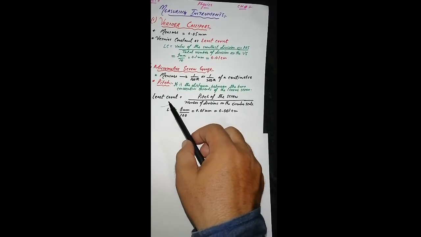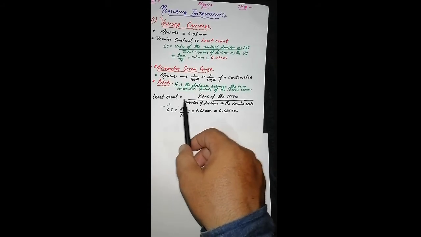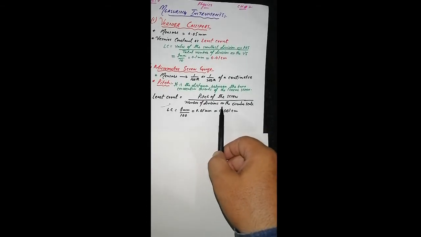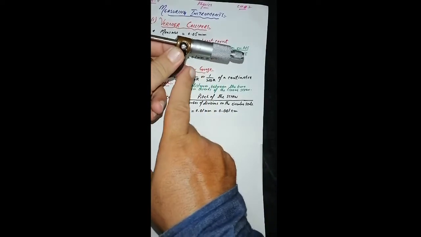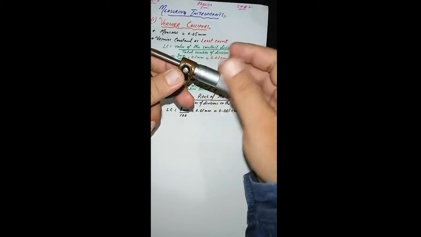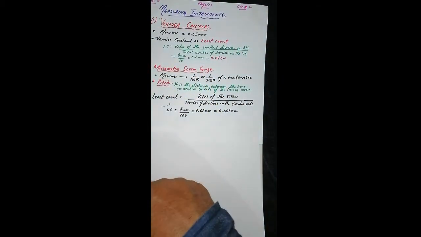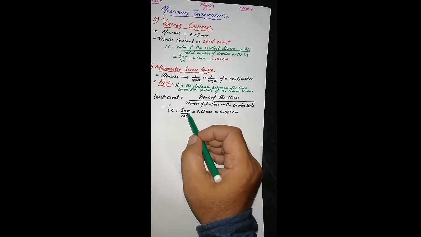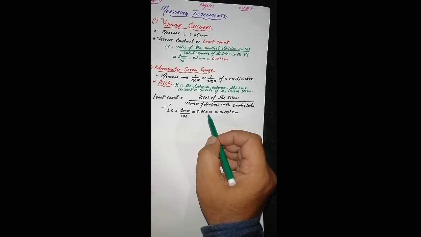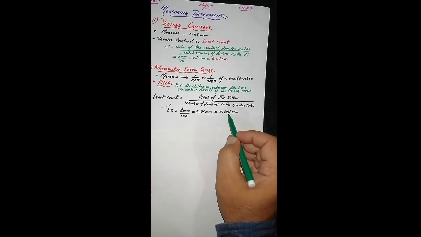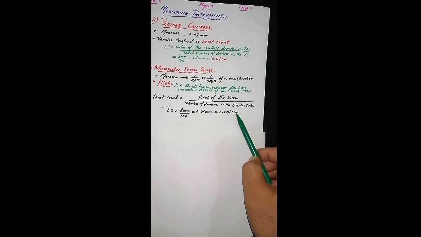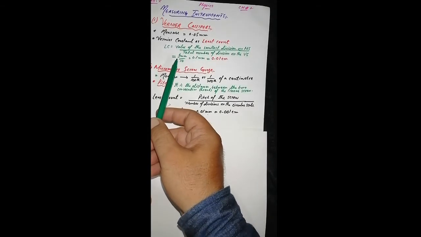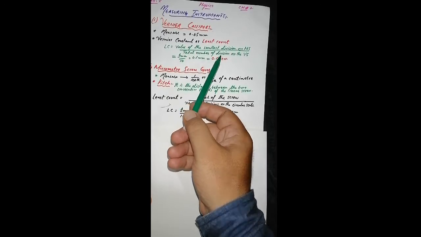How can we find the least count of the screw gauge? The least count of the screw gauge is equal to the pitch of the screw divided by the number of divisions on the circular scale. So these are the divisions of the screw gauge circular scale. This is called the circular scale and this is called the main scale. Now least count is equal to 1 mm divided by 100, that is equal to 0.01 millimeter, and is equal to 0.001 centimeter. So the least count of the screw gauge is equal to 0.001 centimeter and the least count of vernier calipers is equal to 0.01 centimeter.